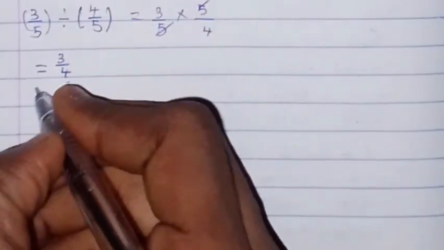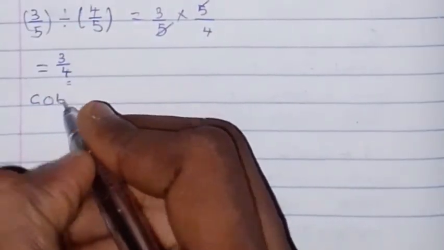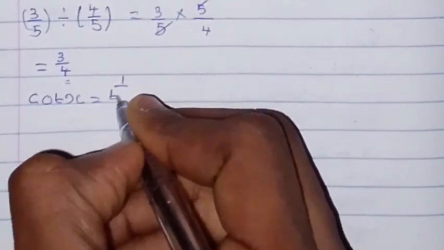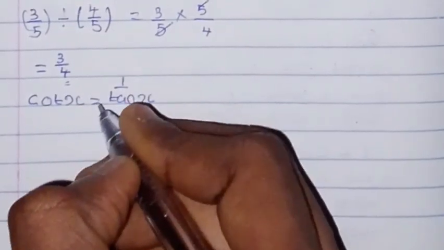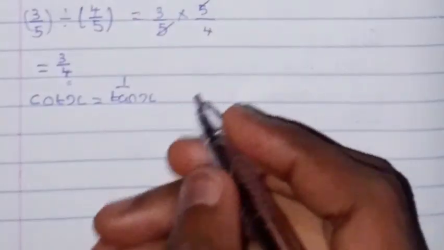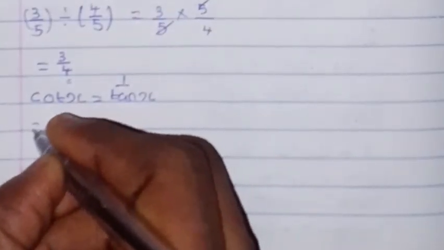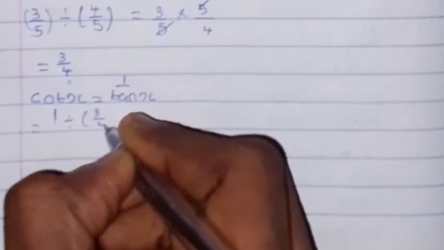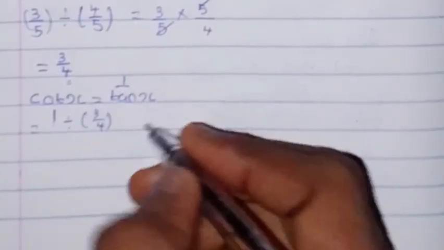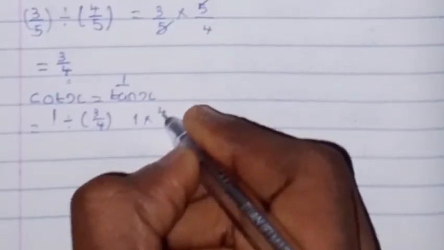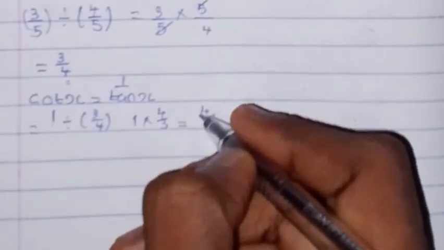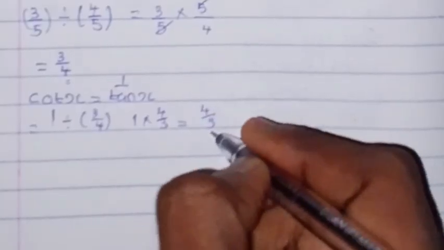Next is cot x. Now cot x is simply the inverse of tan x. Now tan x we already got as 3 over 4. So cot x is now equals to 1 divided by 3 over 4. This fraction flips because of the division. So we have 1 times 4 over 3, which is equivalent to 4 over 3 itself, because anything multiplied by 1 is that number. So that's the value of cot x.